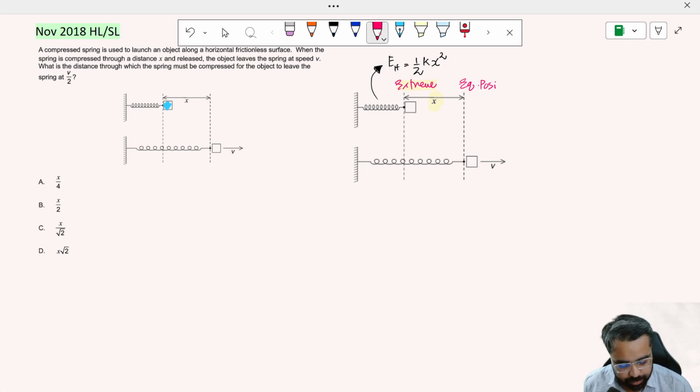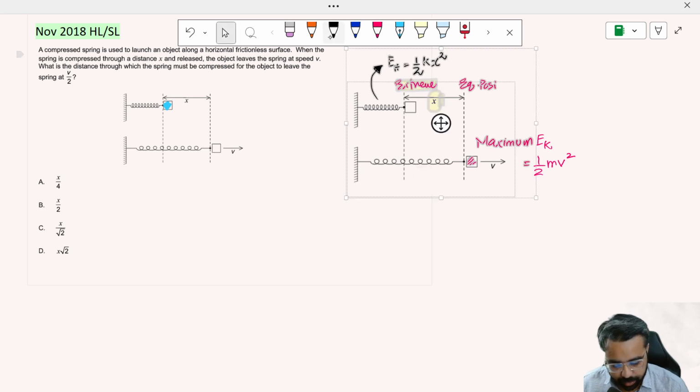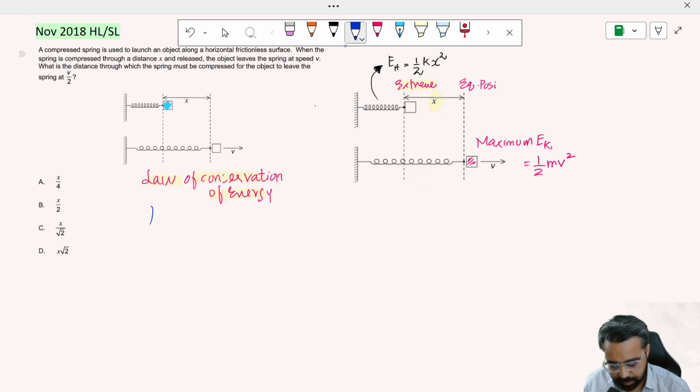And in this question they say that at the equilibrium position, it has the maximum kinetic energy, which is equal to 1/2 mv². So if we apply the law of conservation of energy, it means that the loss of one form of energy, which is elastic potential energy, is equal to the same amount of gain of kinetic energy.